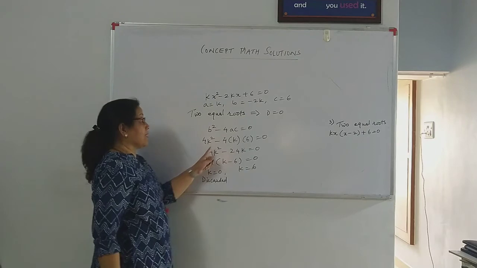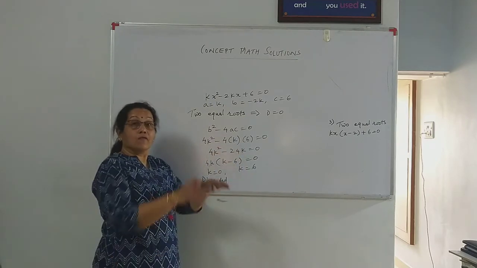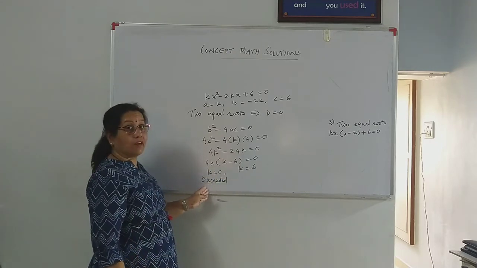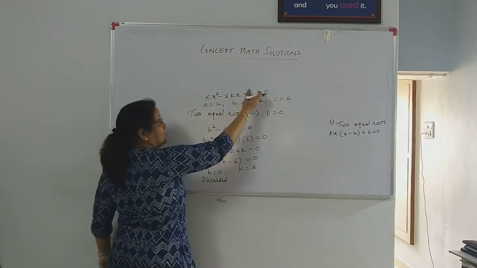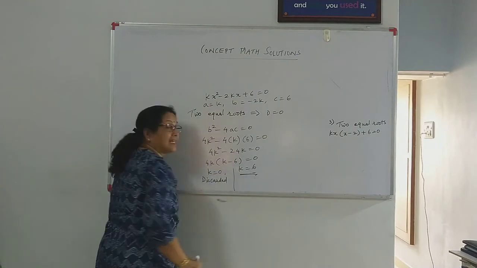Yes, it's a quadratic equation. Don't cancel k and directly get one answer. First you get two zeros, two answers, and then discard one of them, because if I put k as 0, it doesn't satisfy this equation. Therefore, k's value is 6.